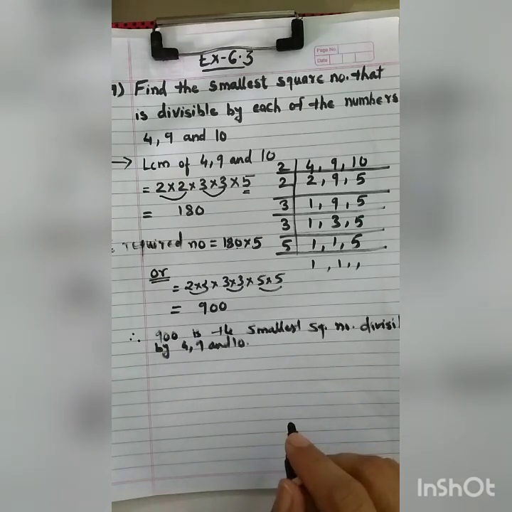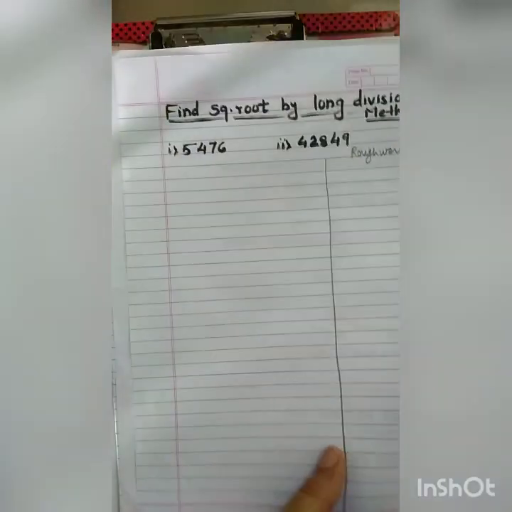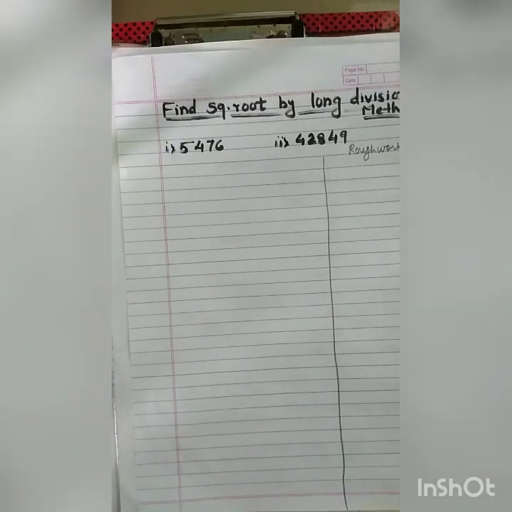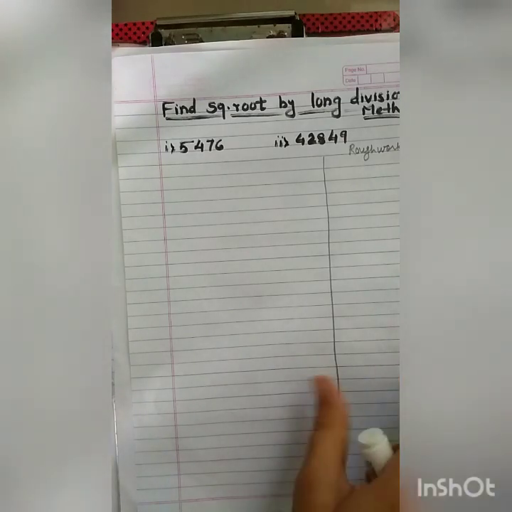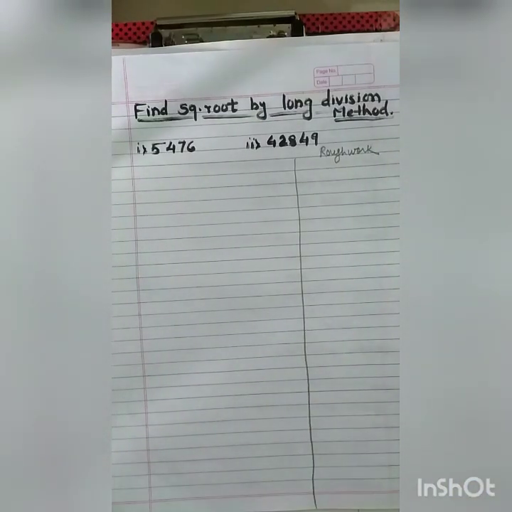Now we will move ahead with the new topic. What is the next topic? The next topic is to find the square root again, but the method is different. That is the long division method. You will think that we have seen the first method, the repeated subtraction method. Then we have seen how to find the square root by the prime factorization method. Now it is by the long division method.